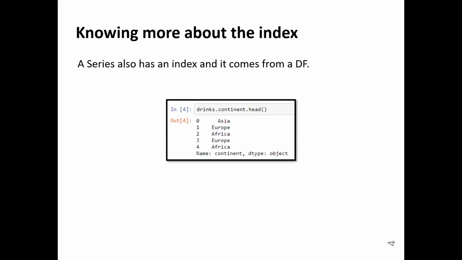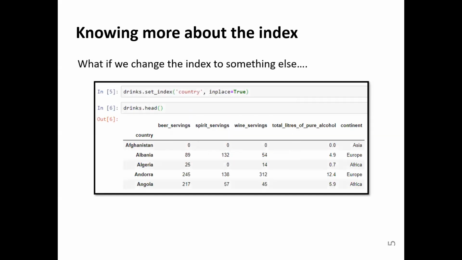Okay, let's go to the next part. How about this? If you say set_index country, inplace equal to true, it is going to change 0, 1, 2 with Afghanistan, Albania, Algeria, and so on and so forth. It's going to replace it in place because we said inplace equal to true.